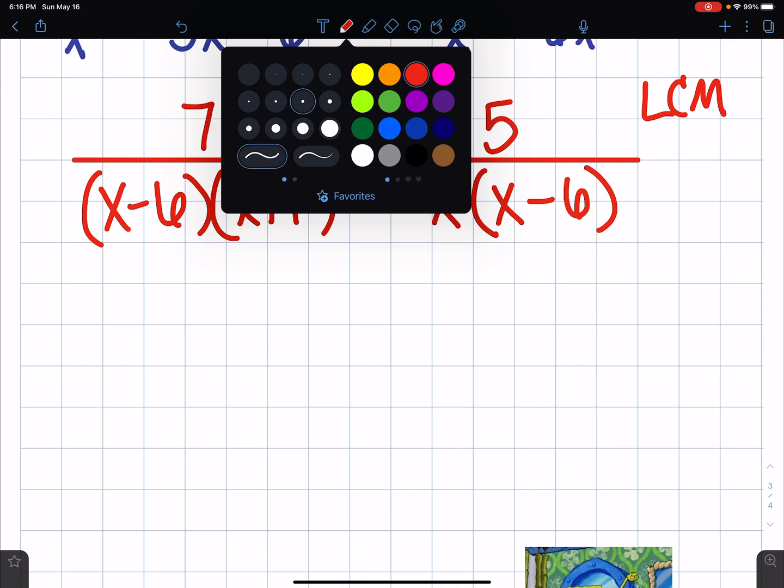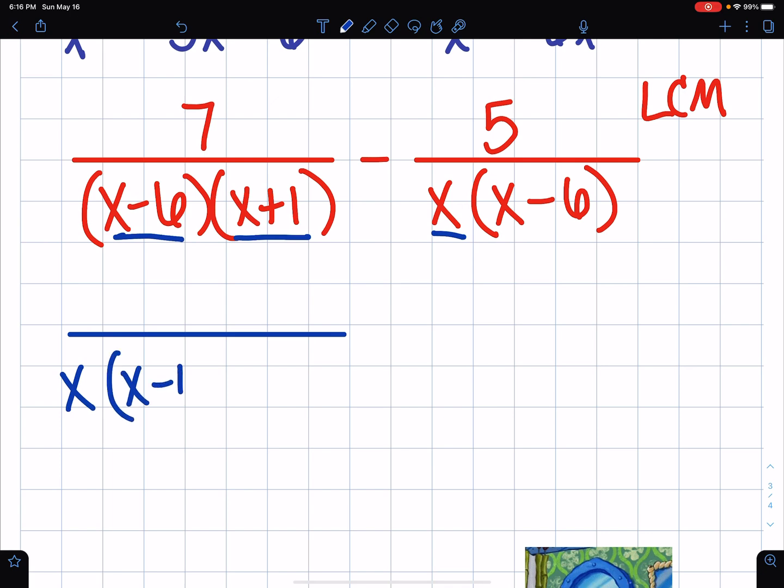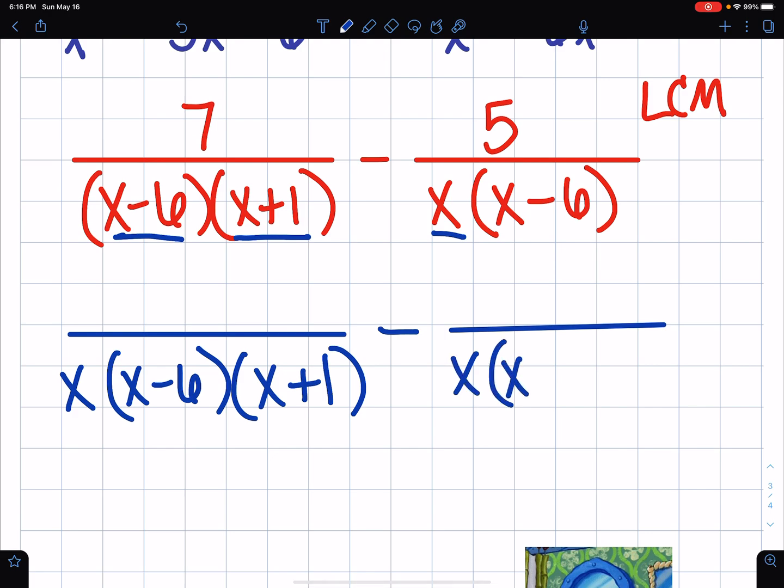The new denominator is going to be, whoops, I want a new color. Okay. So the new denominator is going to be what? It's going to be this and this and this x, because you've got to include all of them, right? So it's going to be x, x minus 6, x plus 1. Bam, we got it. Now we're going to subtract that second one. The denominator is going to be the same. X minus 6, x plus 1, bam.